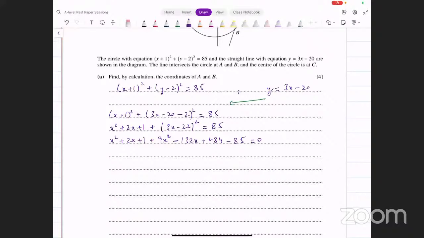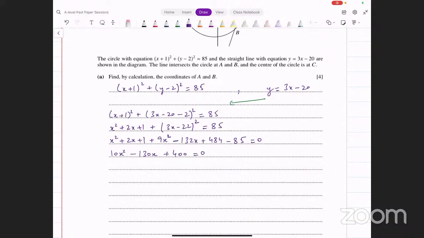Okay, let's simplify this. x squared plus 9x squared, that's going to be 10x squared. x terms क्या आ रही है? 2 minus 132, that's going to be minus 130x. And then the constants, we've got 1 plus 484 minus 85. These are the only three terms that we have. So what do we get from this? We get 400. ये आपके पास equation आ गई.